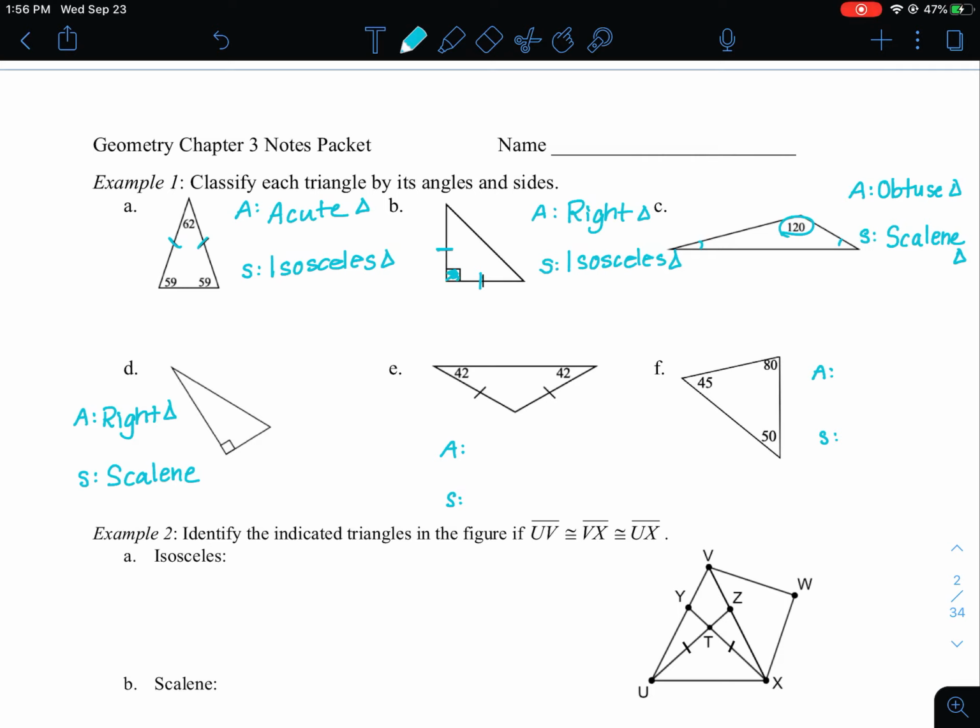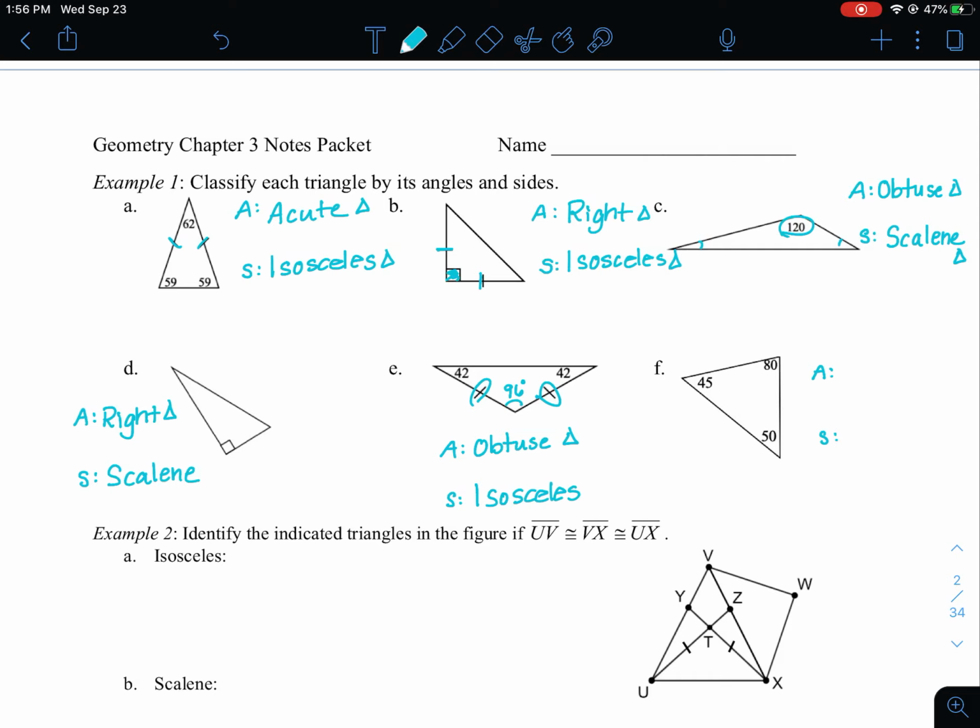So we need to take 180 and subtract 42 and then subtract another 42, or just 180 minus 84, and we get 96. So right away I'm thinking, well, 96, that's not an acute angle, so this triangle is actually an obtuse triangle because it has that one obtuse angle. It does have the two congruent sides, so it is isosceles.